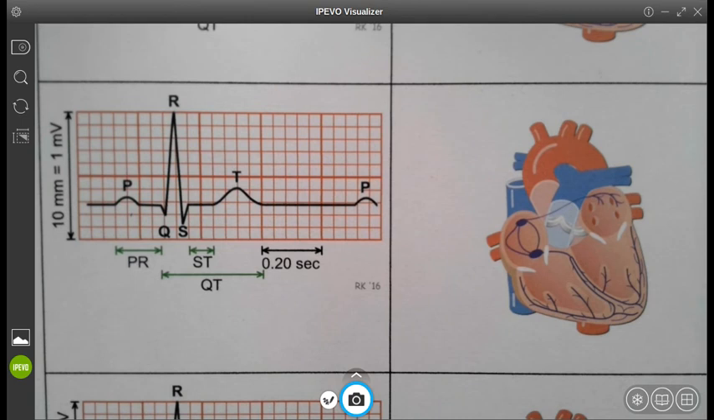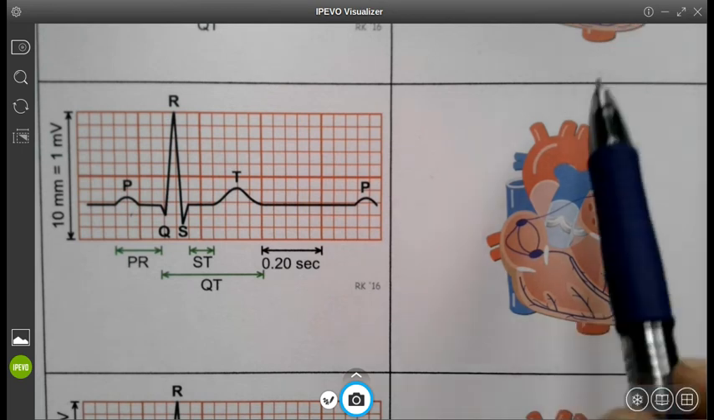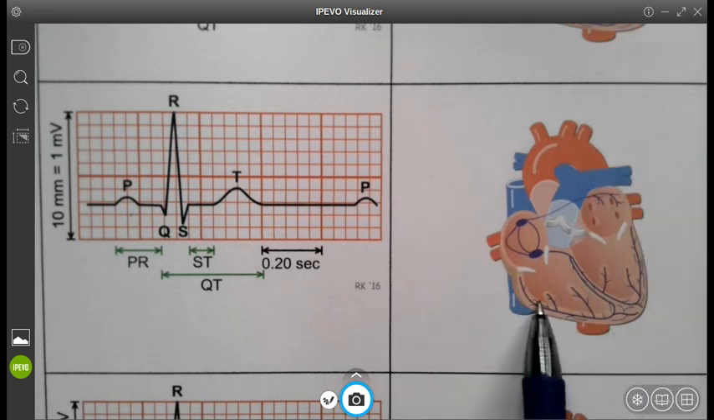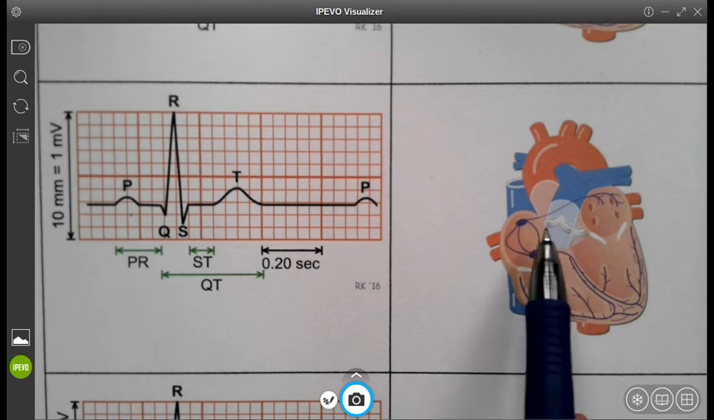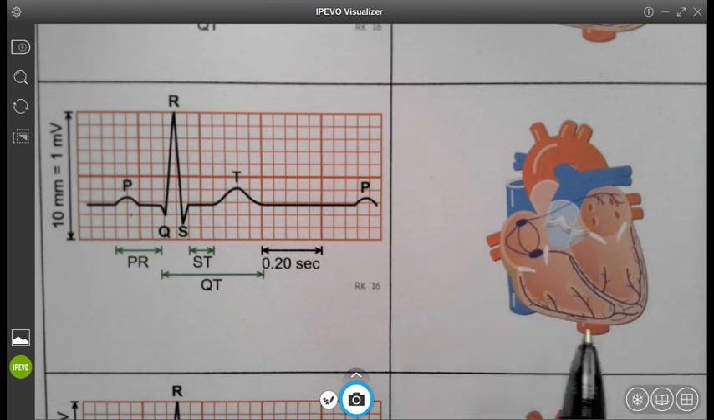Today I thought I would go over some of the things that are going to be asked of you on the present assignment, and that is about the conduction of the heart. So on this diagram, or both of these diagrams, on the right, of course, is a cutaway view of the heart, showing the conduction system. We'll get into that in a little bit.